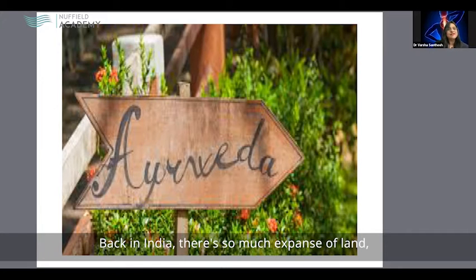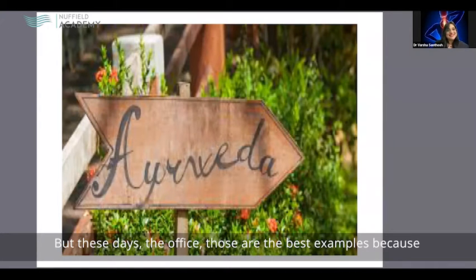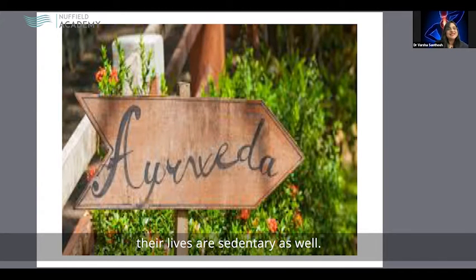There's so much expanse of land. So right from North India to South India, they are driving. So we used to get those examples. But these days, the office goers are the best examples, because their life is sedentary as well.